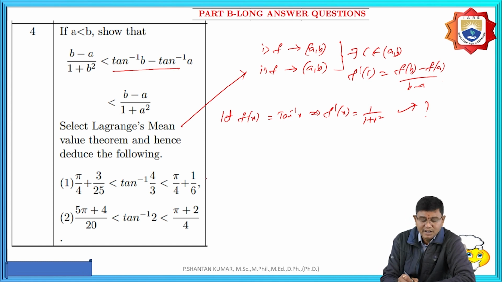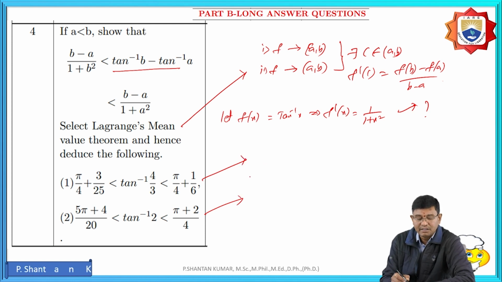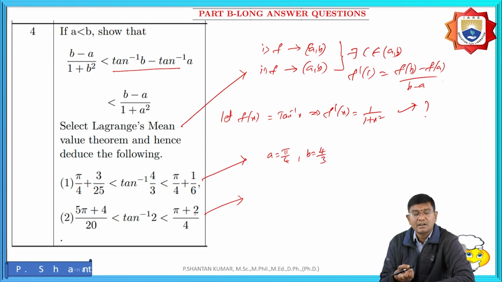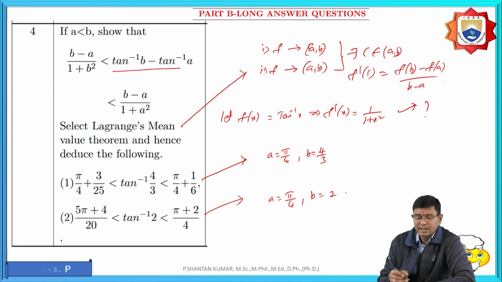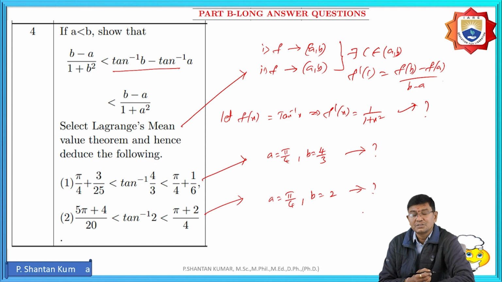And again after getting that, we need to show this one and this one. At the time of verification of b minus a by like that, we need to assume that a is equal to pi by 4, and b is equal to 4 by 3. And again, in the required series we need to replace a is equal to pi by 4, and b is equal to 2. Based upon that we need to verify the required solution, the first solution and also the second series.